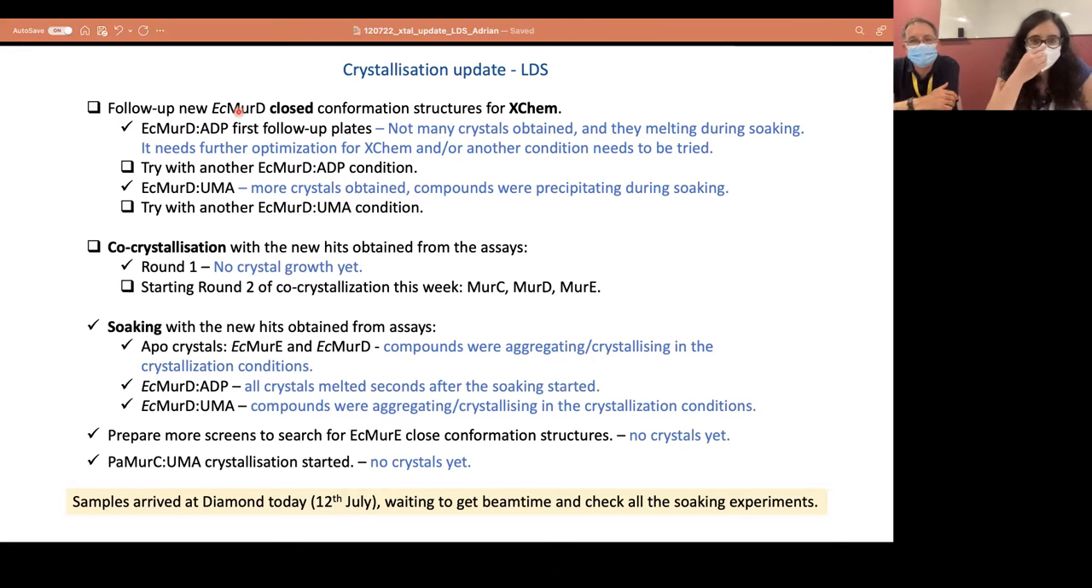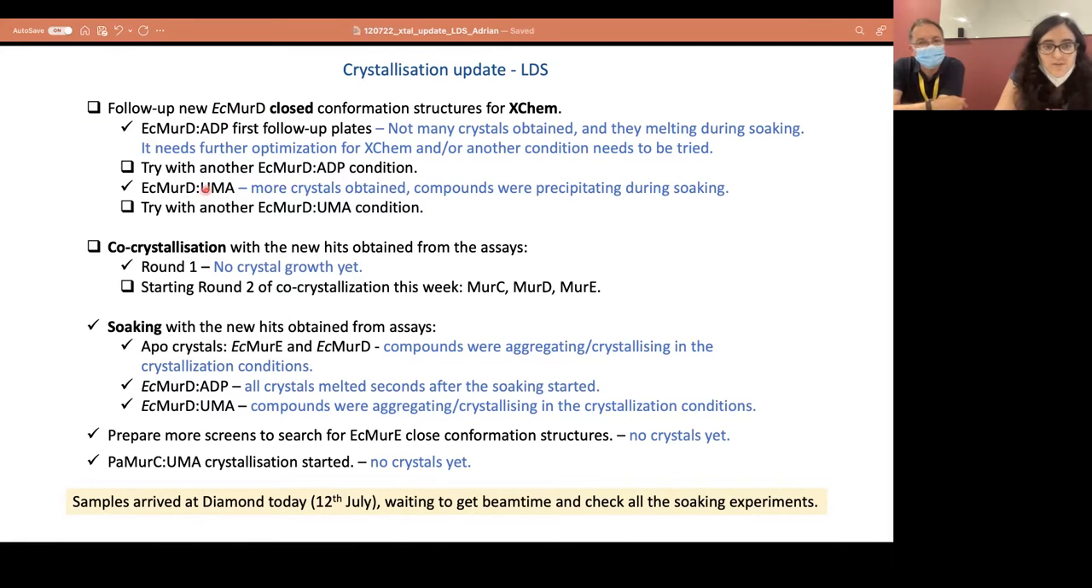So I've been doing a few things for crystallization. I have been following up the main hits from the last structures for E. coli MurD, so we can use them for XChem and soaking. In the case of MurD ADP, I got a surprisingly smaller proportion of crystals than I was expecting. I did some soaking into those crystals, but they were dissolving milliseconds after adding the compounds. So I think I need to try another condition for MurD ADP.